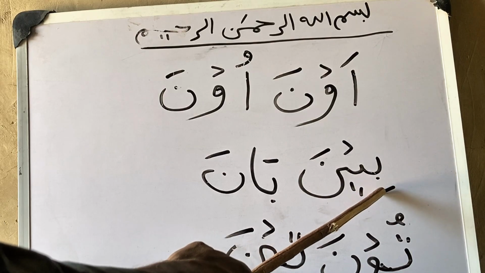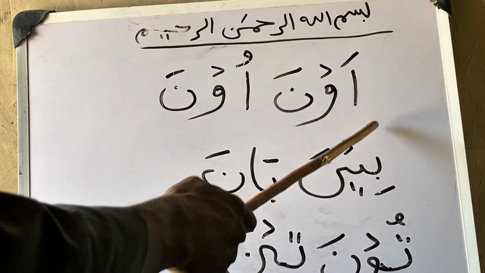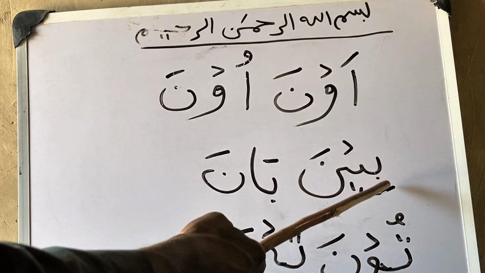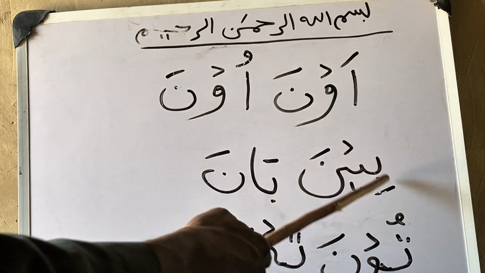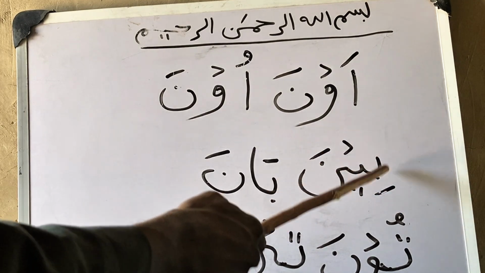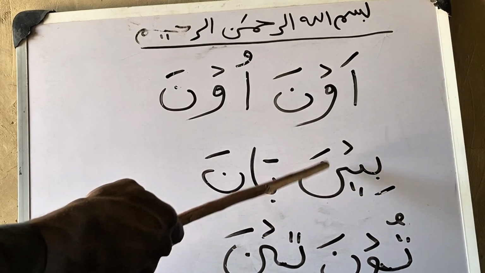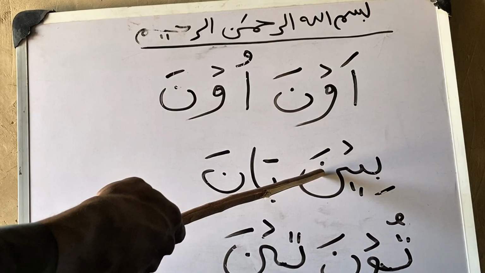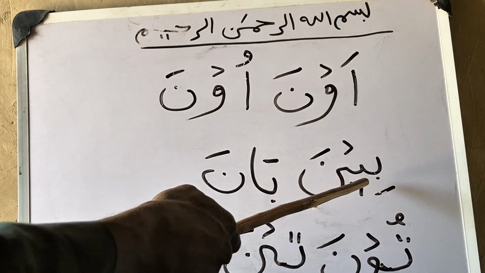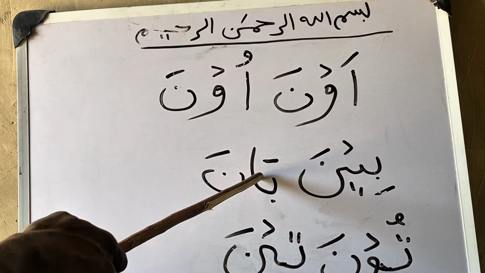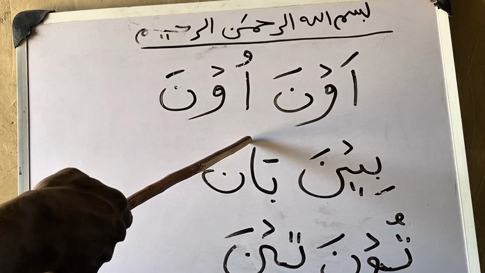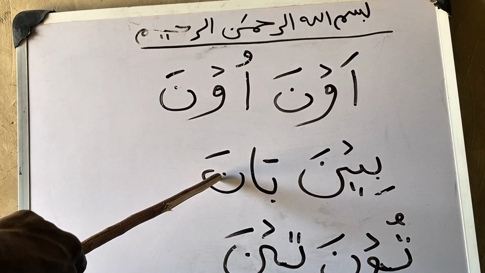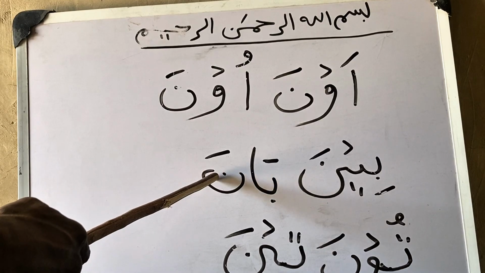You see this one now, it is under. Fatha is always at the top. This one is Kasra at the bottom. Ba'un Kasra Bi, Ya'un Sukun Bi, Nunun Fatha Na, Bi Na. Ba'un Fatha Ba, Alif Madda Ba, Nunun Fatha Na, Ba Na.